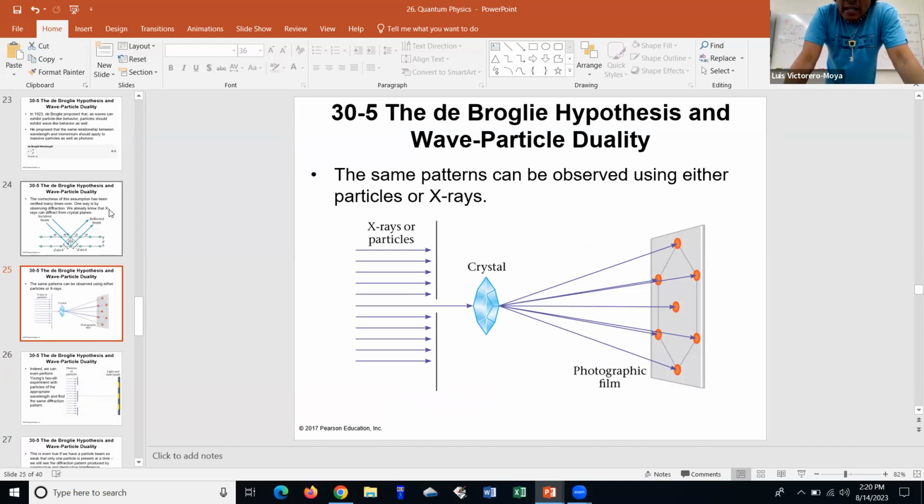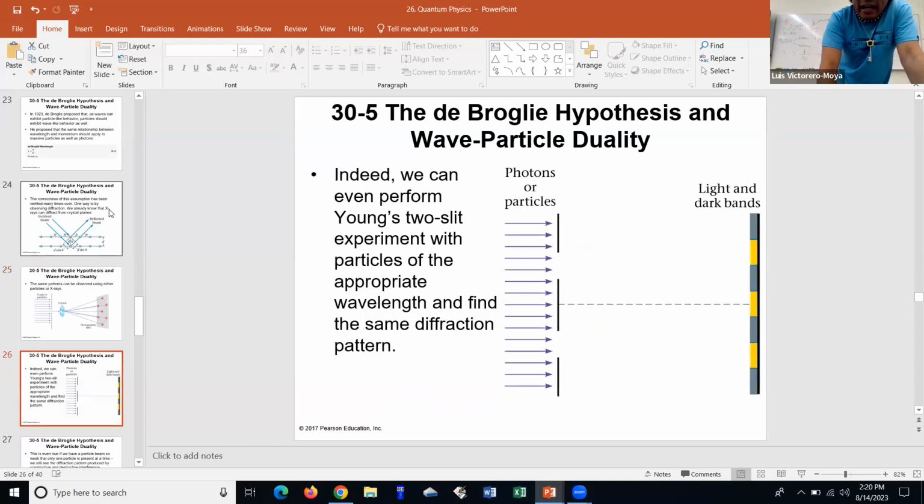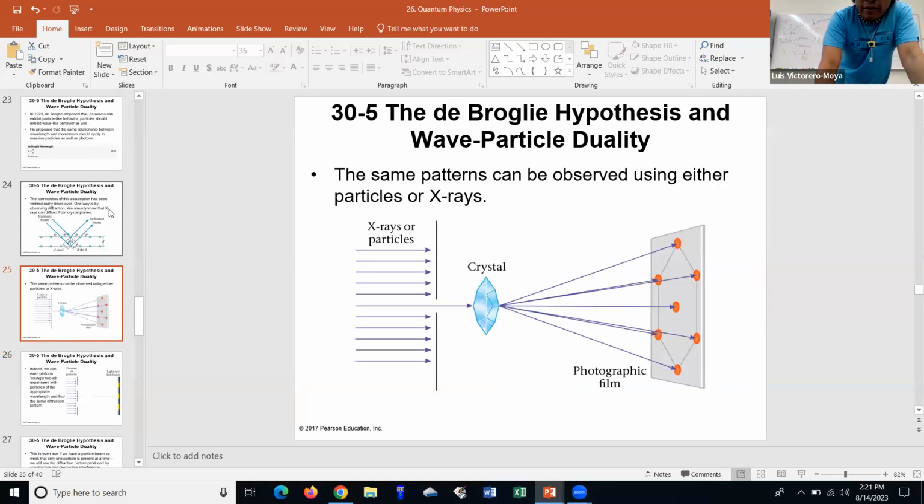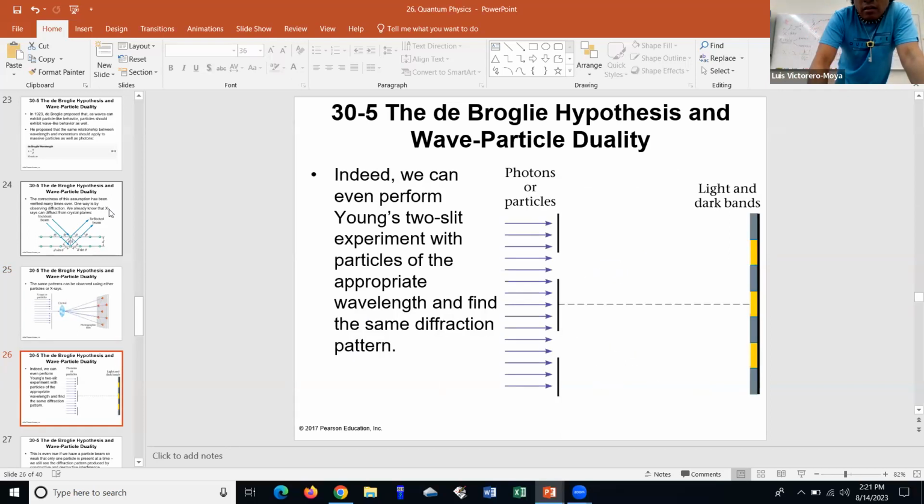What we see is that we can have patterns like we obtain when we have monochromatic light or coherent light. With coherent light or monochromatic light, that's what we had. But we know light are photons. These are photons as well, right? So these are high energy photons. These are low energy photons. And we have diffraction.